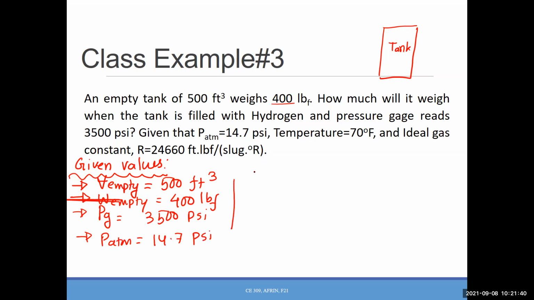What else? Temperature 70 degrees Fahrenheit and gas law constant 2466 feet pound per slug degree Rankine. Right? And what we need to find?